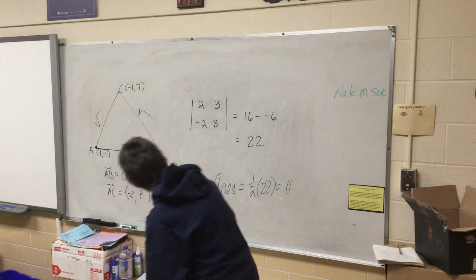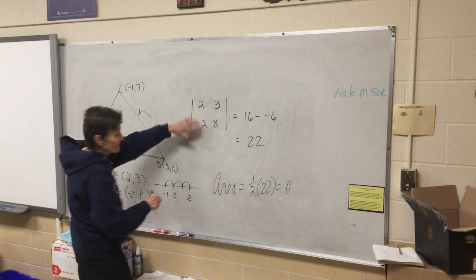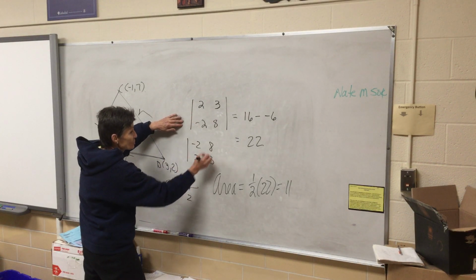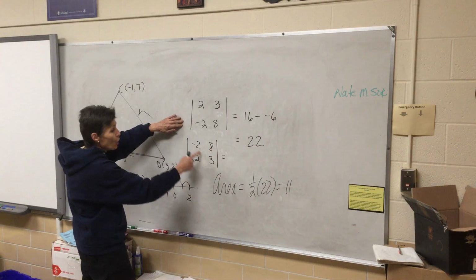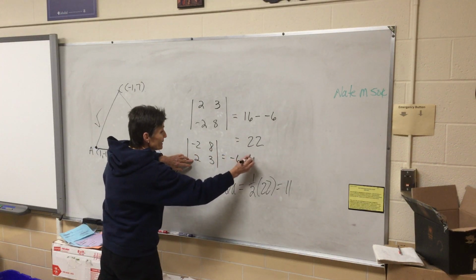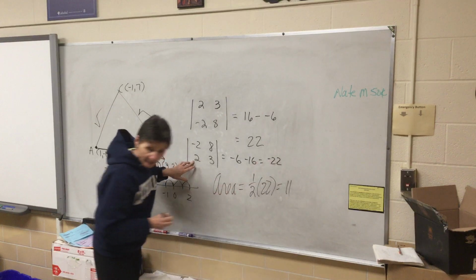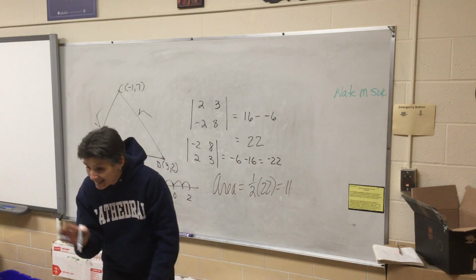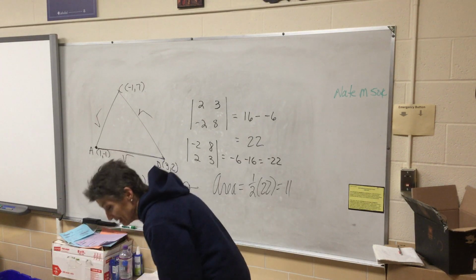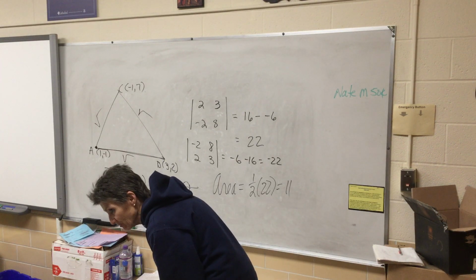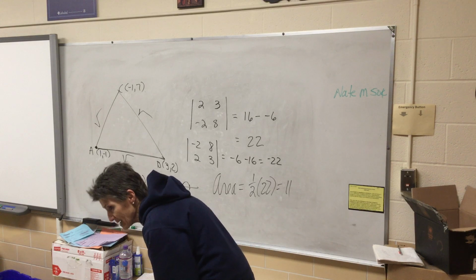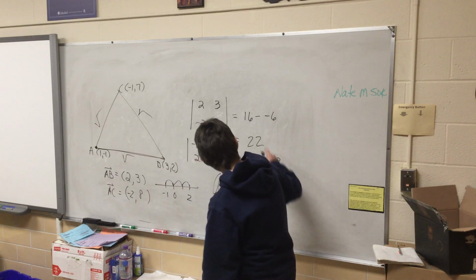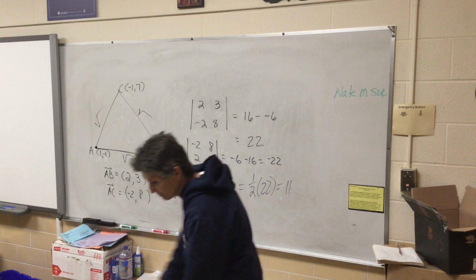One more comment. I told you the order didn't matter. If you had written your vectors in this order, notice your determinant would have come out to be -22. When the determinant turns out negative, you just drop the negative, because obviously area can't be negative. So it would still be 22 over 2, or 11.